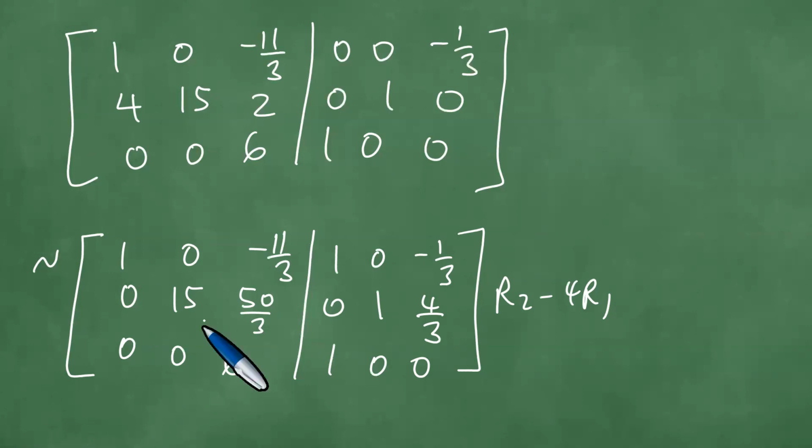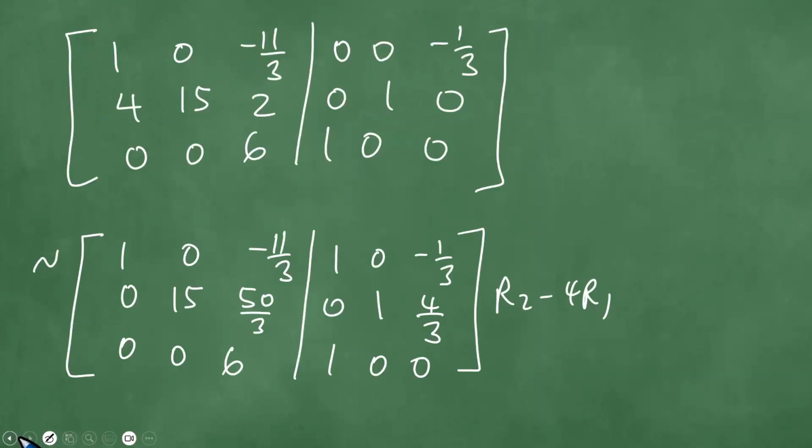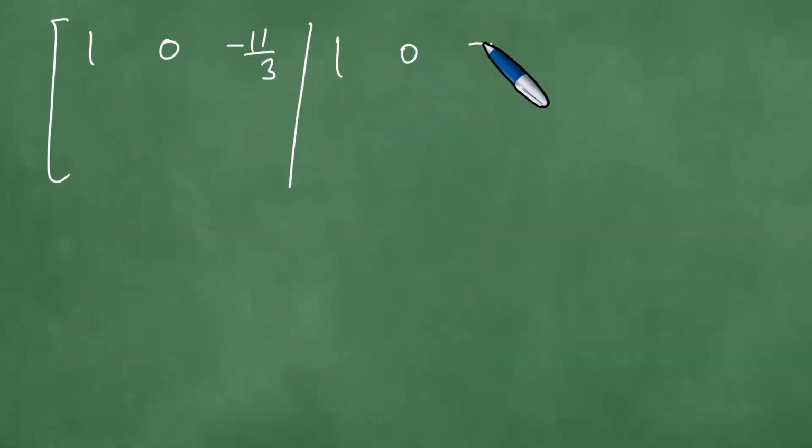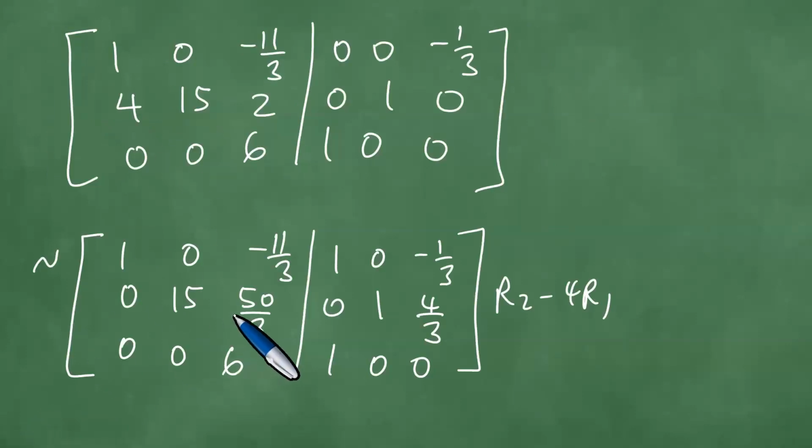But now we want to get a 1 here. So which means that we're going to keep the first row the same. 1, 0, minus 11 out of 3, 1, 0, minus 1 third. Okay, then you have 1 over 15, which is 0, 1. And then you divide this one by 15. If you divide this one by 15, then you're going to have 15 times 3 in the denominator, making it 45. So it's like 50 out of 45.